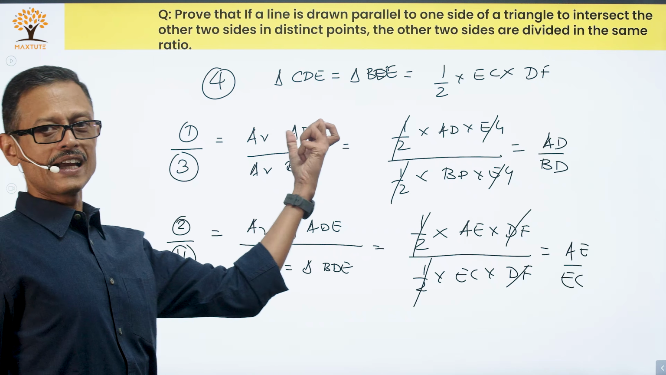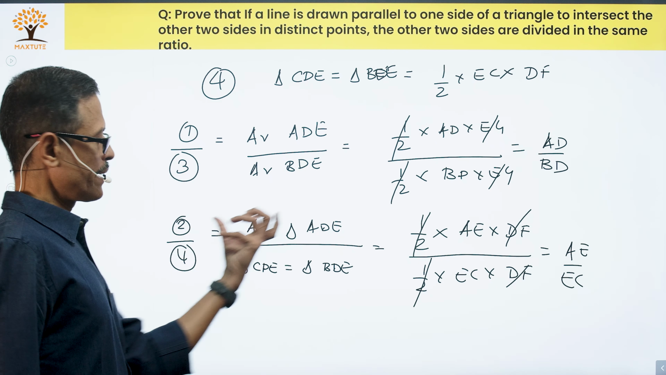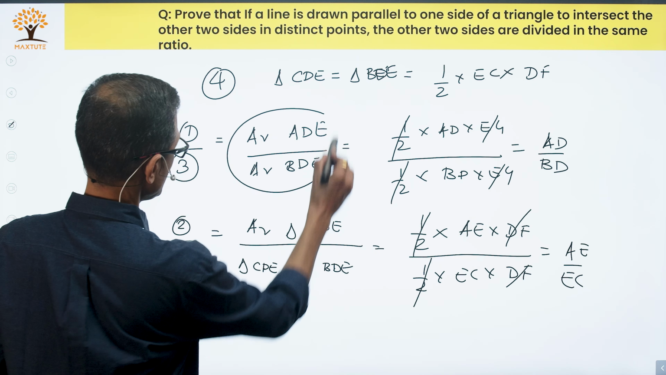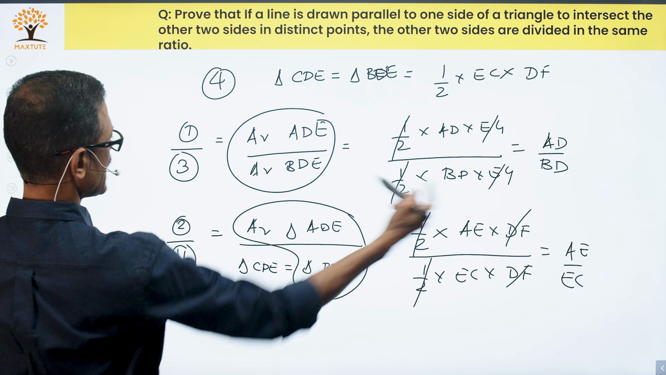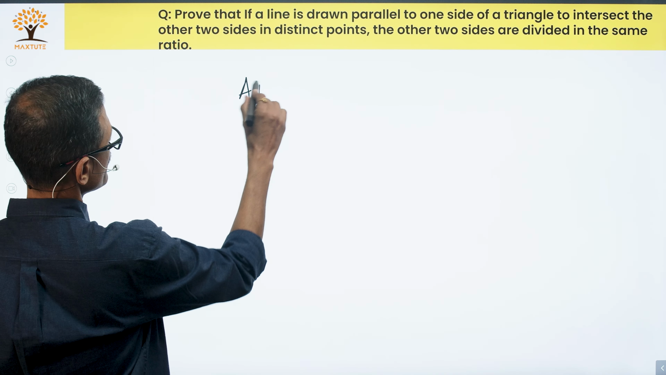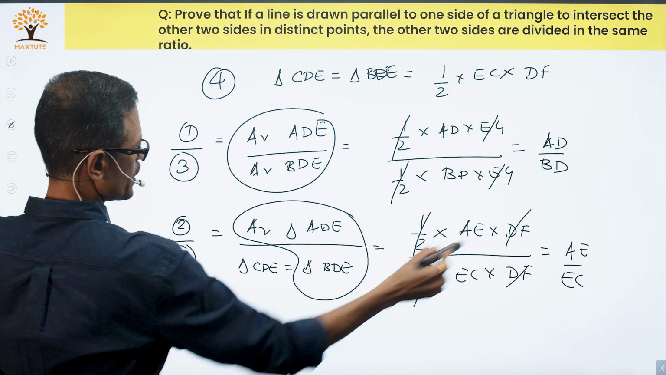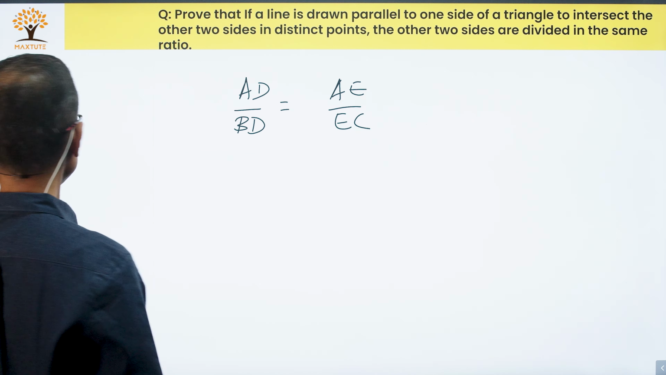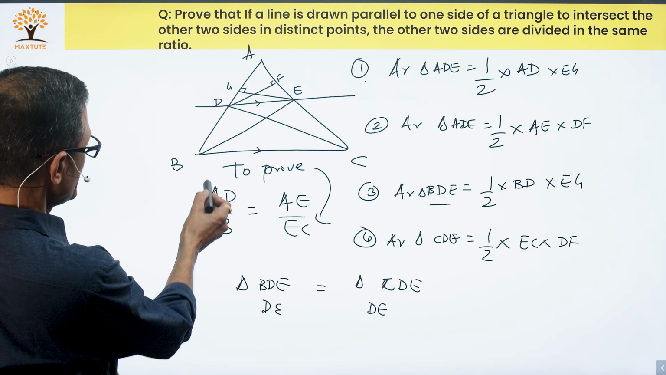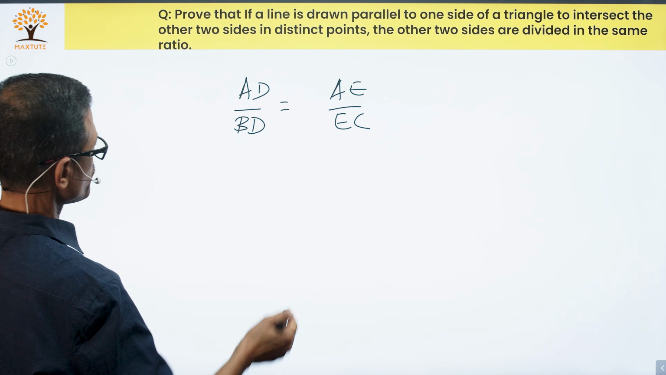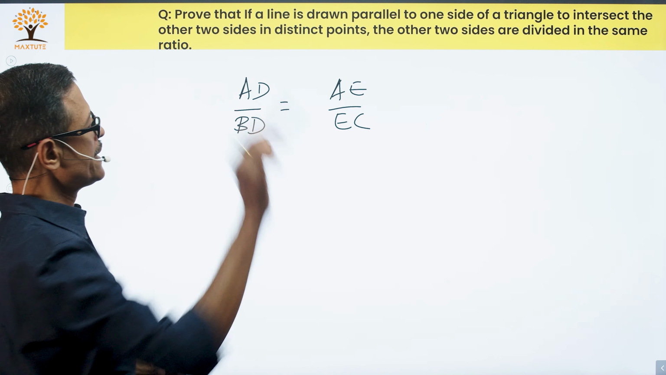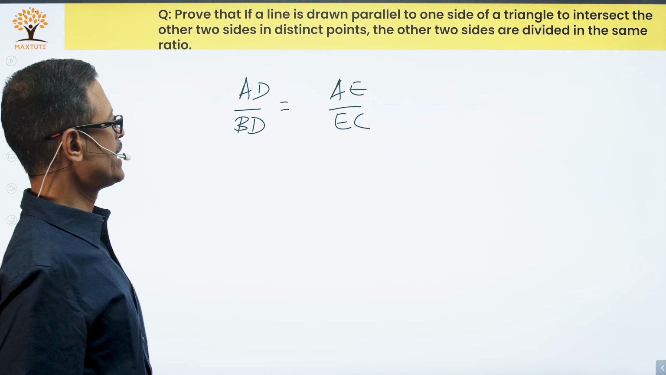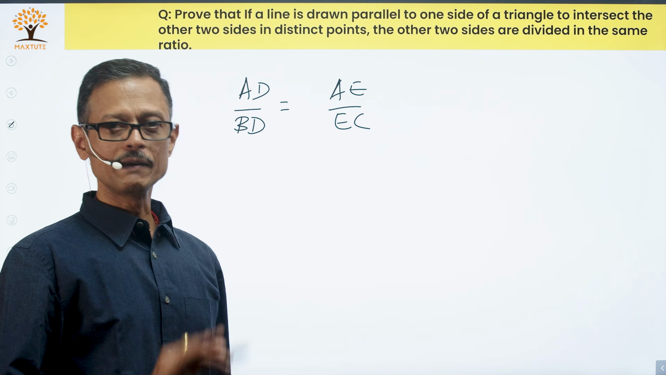What is 1/3? Area of triangle ADE by area of triangle BDE. What is 2/4? Area of triangle ADE by area of triangle CDE, which is the same as the area of triangle BDE. So both these left hand sides are equal. Therefore, both the right hand sides can be equated. So AD by BD is equal to AE by EC. Just go back to the first slide where we drew the triangle and said, what did we have to prove? AD by DB is equal to AE by EC. Is that what we have proved? AD by BD is equal to AE by EC. AD by DB we wrote there. DB and BD are one and the same. So AD by DB is equal to AE by EC. So basic proportionality theorem has been proved.